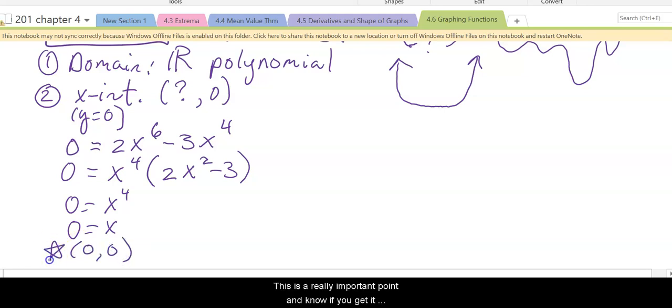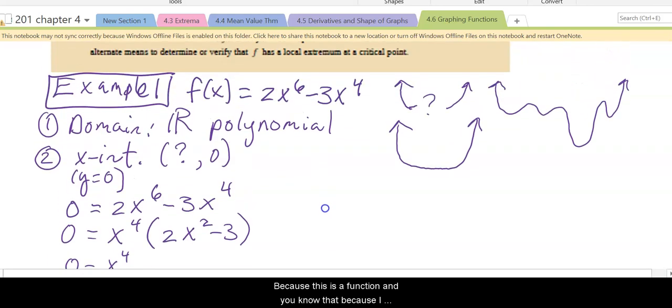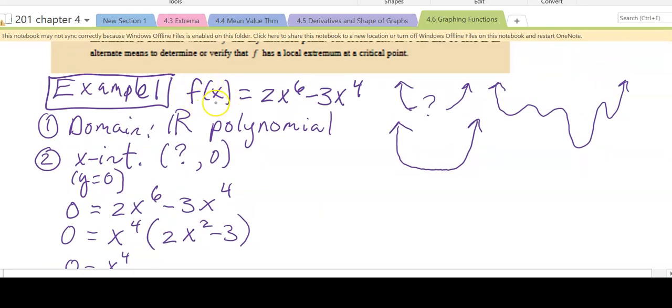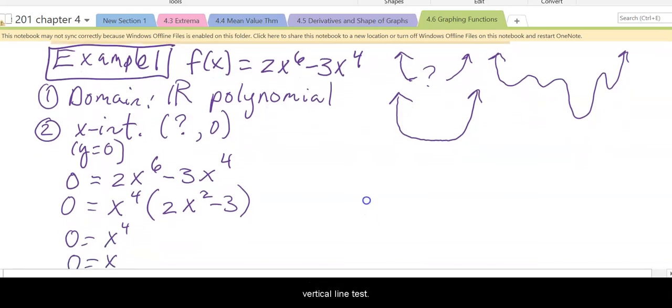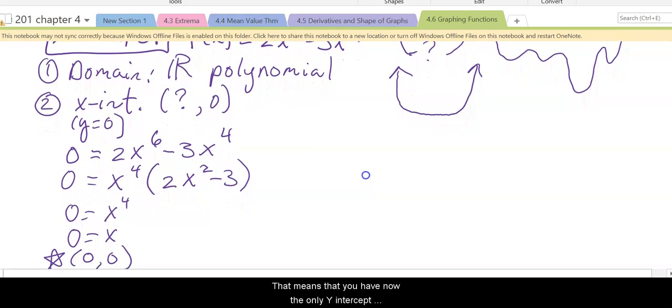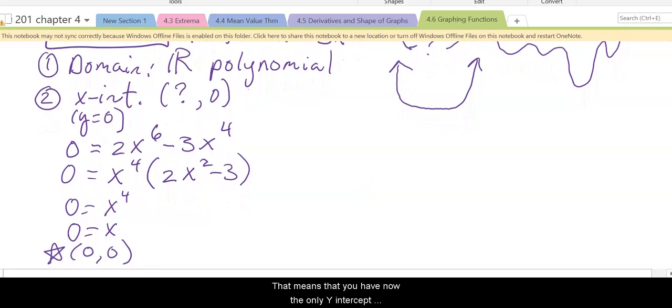This is a really important point to note if you get it for an x or y-intercept, because this one, if you receive it, has to be both an x-intercept and a y-intercept. It's the only point that's on both axes at the same time. Because this is a function, and you know that because I use function notation, it can have at most one y-intercept, because if it had more than one, it would flunk the vertical line test. That means you now have the only y-intercept, which has to be the origin as well.